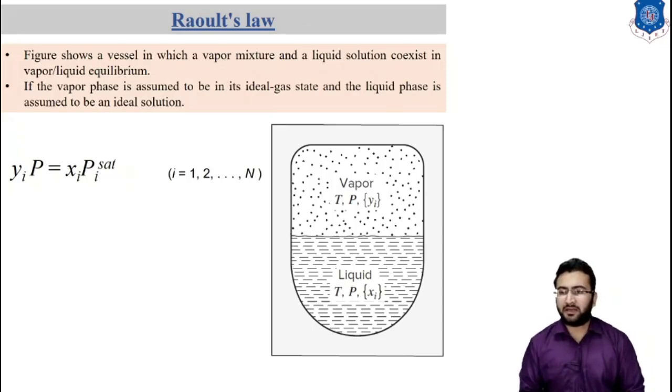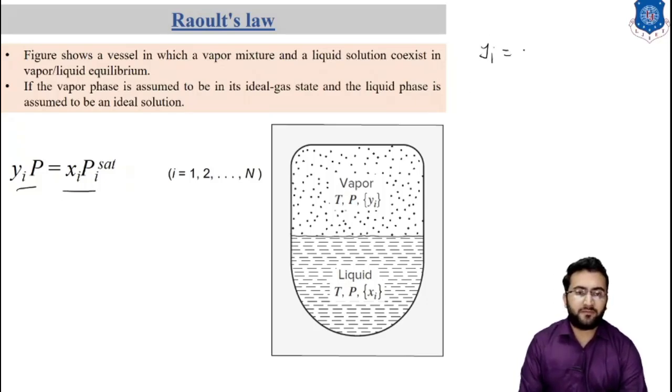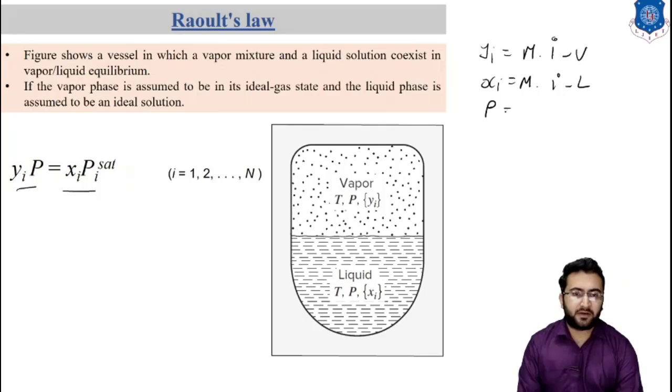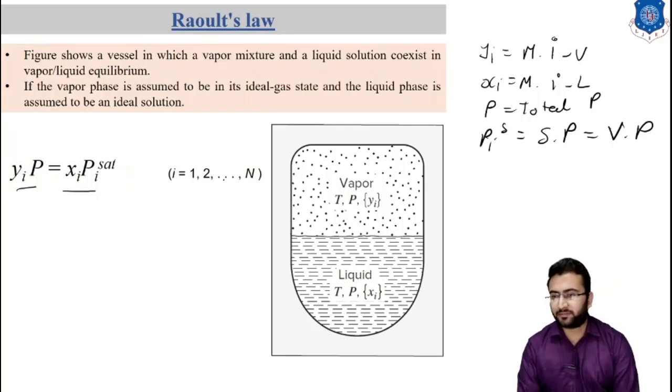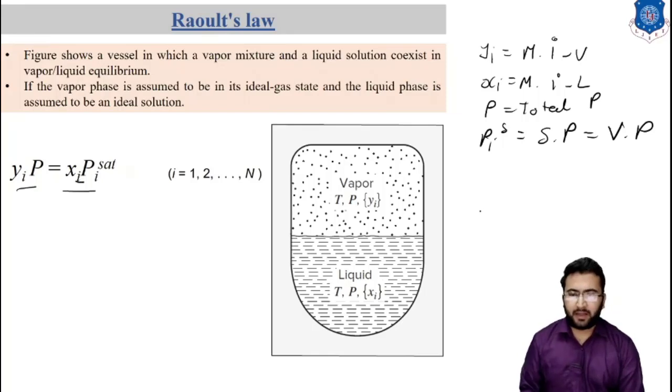The mathematical expression for Raoult's law is given by yi P is equal to xi Pi saturated, where yi is the mole fraction of component i in the vapor phase, xi is the mole fraction of component i in the liquid phase, P is the total pressure and Pi saturated is the saturation pressure, or we can say the vapor pressure, where i is a particular component 1, 2, 3 or n.